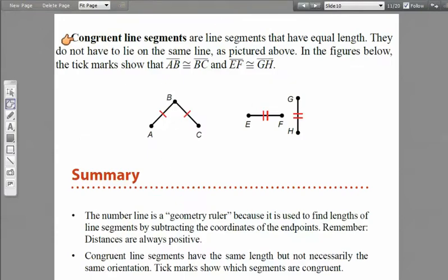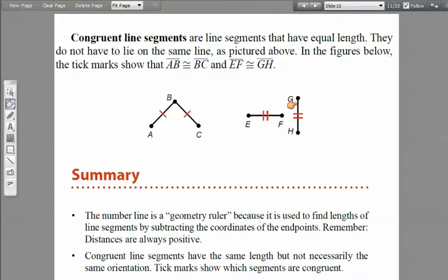Okay, now let's talk a little bit about congruent line segments. Of course, we know they have equal length, but what's important is that they don't have to lie on the same line. So if you look here, here's segment AB and segment BC. These little tick marks right here tell me that segment AB is congruent to segment BC, just as they've written it right here.